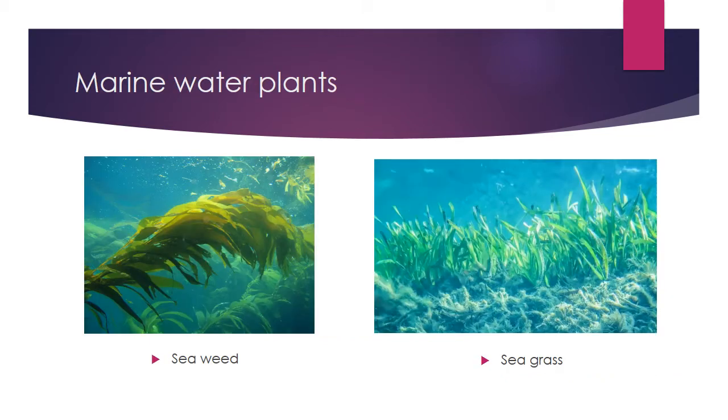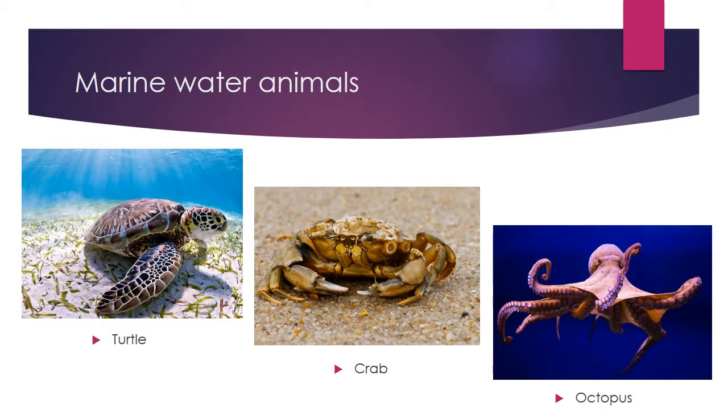Now marine water plants are some seaweeds and seagrasses. So as previously stated, marine is the salt water which is found in the seas and the oceans. These are some of the examples of marine water animals, that is turtle, crabs, octopus. Apart from that, you find seahorses, jellyfishes, stingrays, prawns, etc.